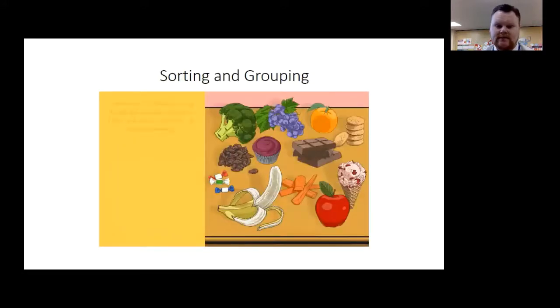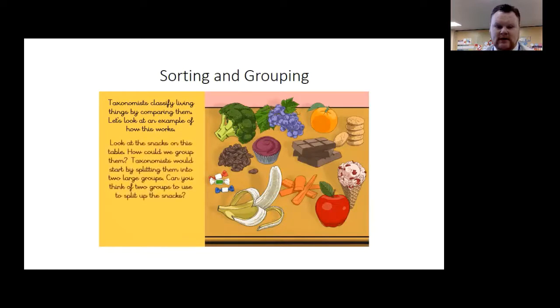Sorting and grouping. Taxonomists classify living things by comparing them. Let's look at an example of how this works. Look at the snacks on the table. You could do this if you had some things around the house. How could we group them? Well, taxonomists would start by splitting them into 2 large groups. Can you think of 2 groups to use to split up the snacks?